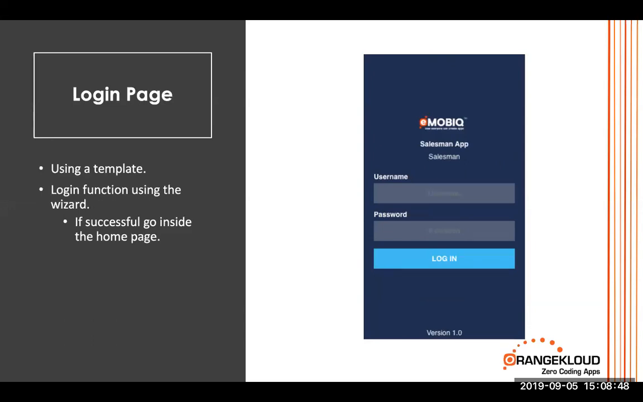Okay, next is the login page. So here we'll be using a template. Then upon clicking the login button, it should validate from Dynamics BC on the salesperson table or listing based on the code. And if it's existing, then it will go in and then go to the home page, right? If not, then it should show a validation like, oh, this user is not existing. Okay, and for this case, we'll be using the wizard again.